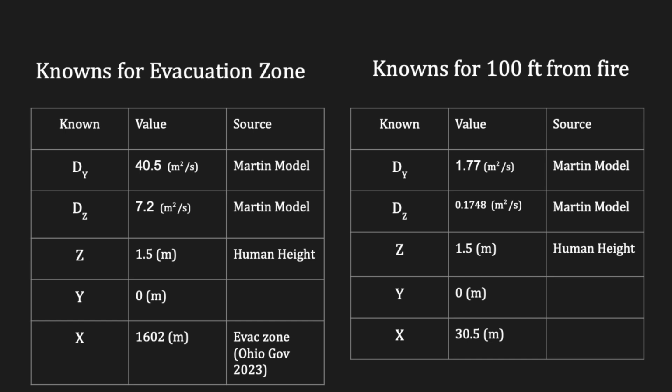For solving for the concentration 100 feet from the source, we have a dispersion coefficient in Y of 1.77 meters squared per second and a dispersion coefficient in Z of 0.17 meters squared per second. We will once again be looking at the Z at a little less than human height, or 1.5 meters, and we'll be looking at 100 feet or 30.5 meters away from the source.